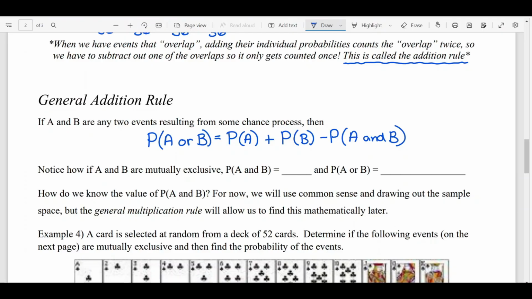That is your general addition rule. But just notice that if A and B are mutually exclusive, the probability they occur together is 0. And this formula gets us back to the formula we talked about on our first page. So it checks out for mutually exclusive events.